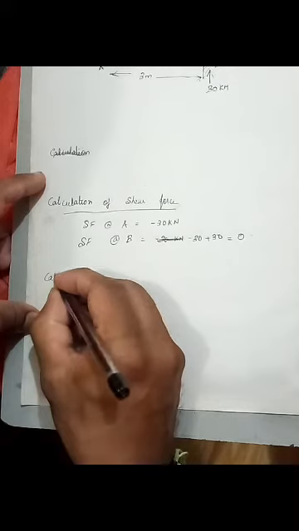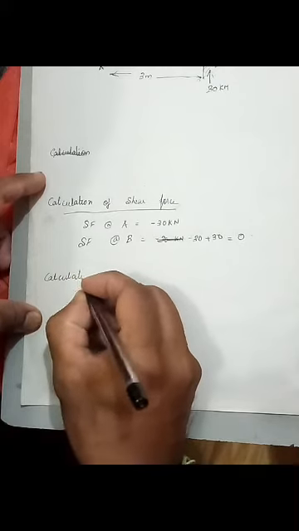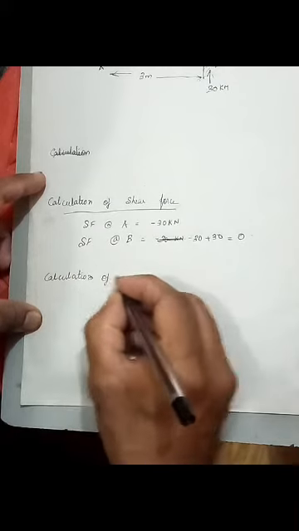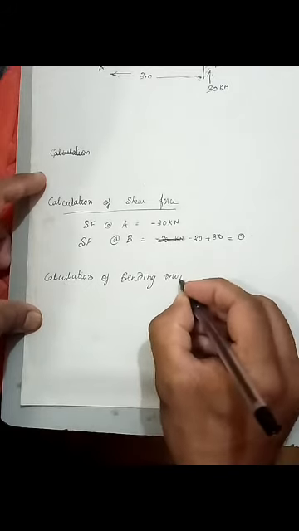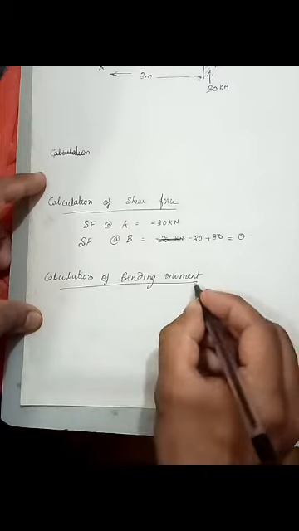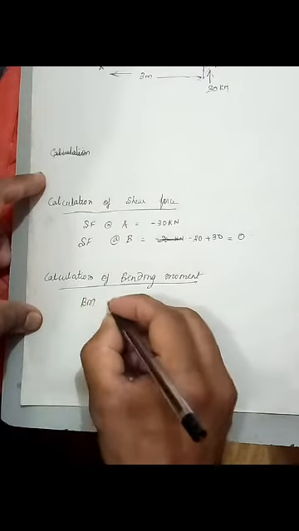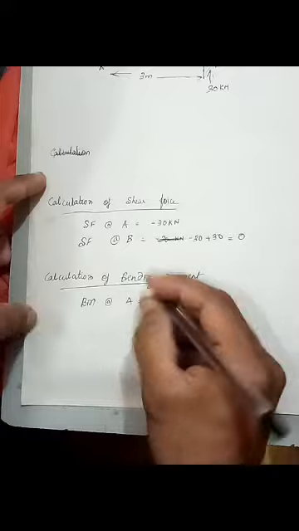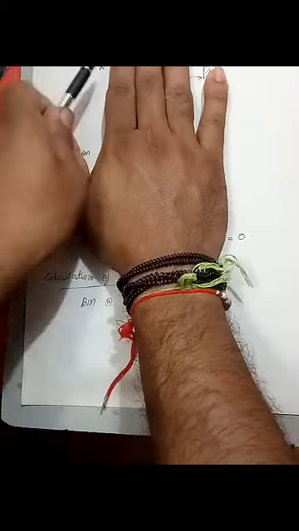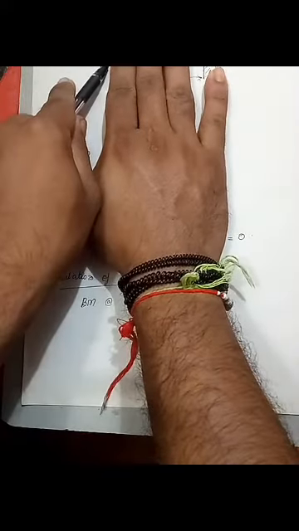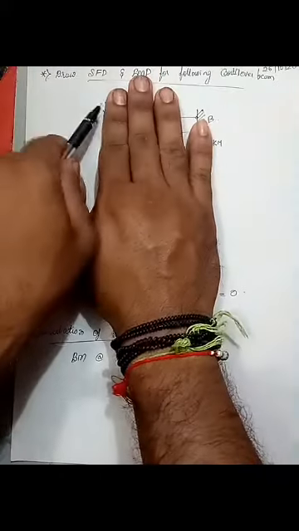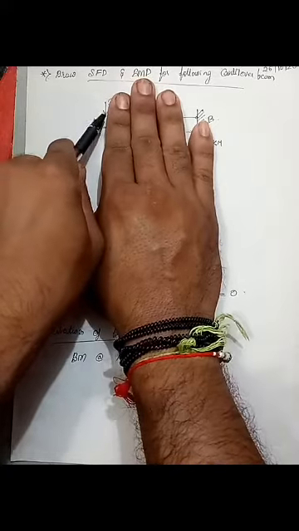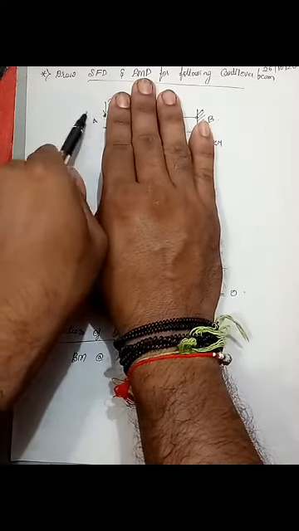Next is calculation of bending moment. So bending moment at A is equal to, if I keep my hand here, for left hand side there is a force, but at point A there is no distance. Bending moment is equal to force into distance. So force is there but no distance is there, it's 0. So bending moment at A is 0.